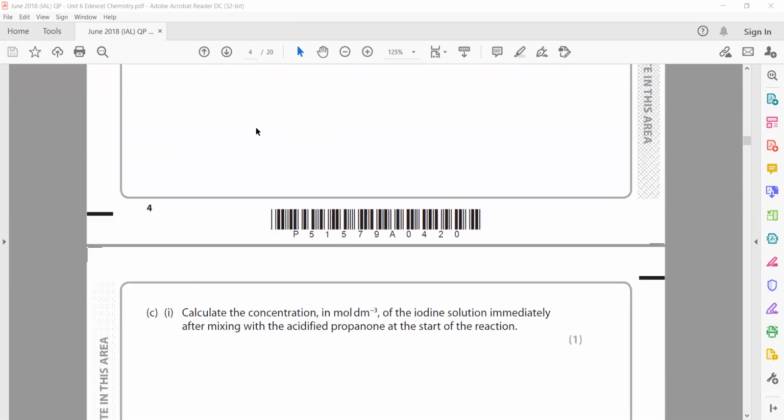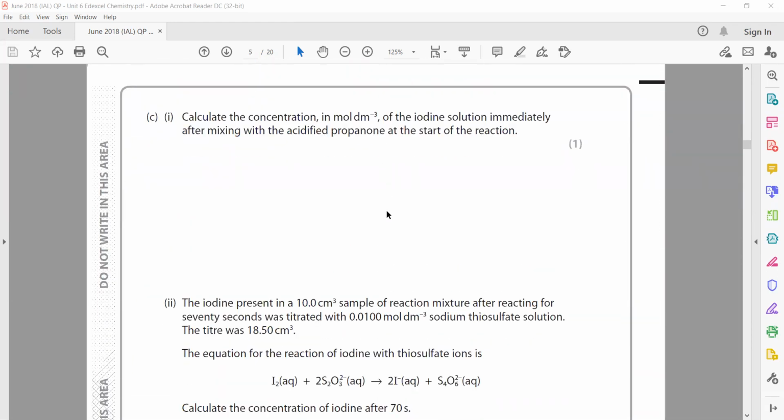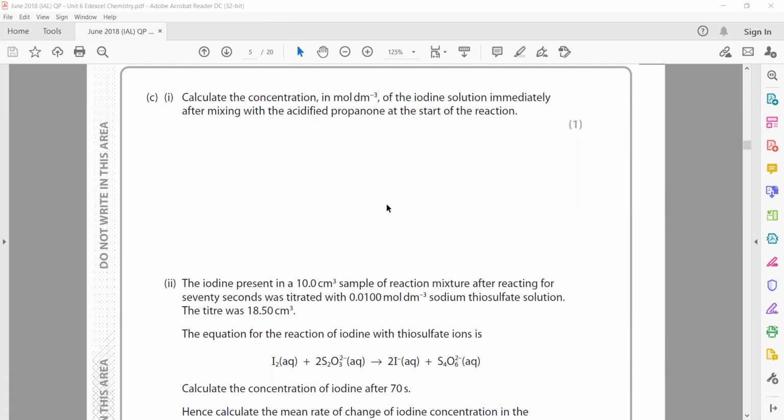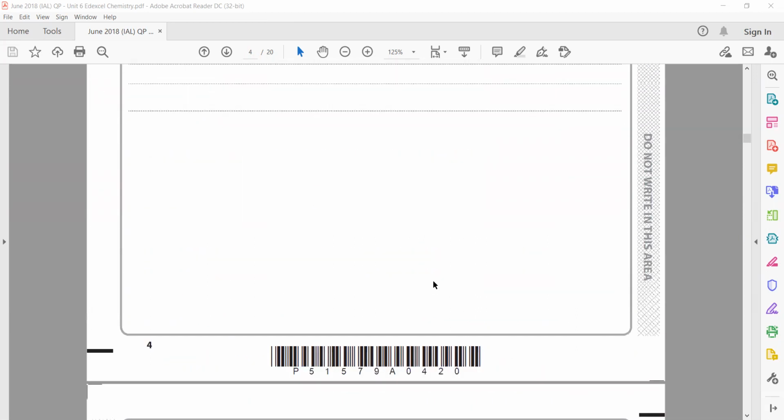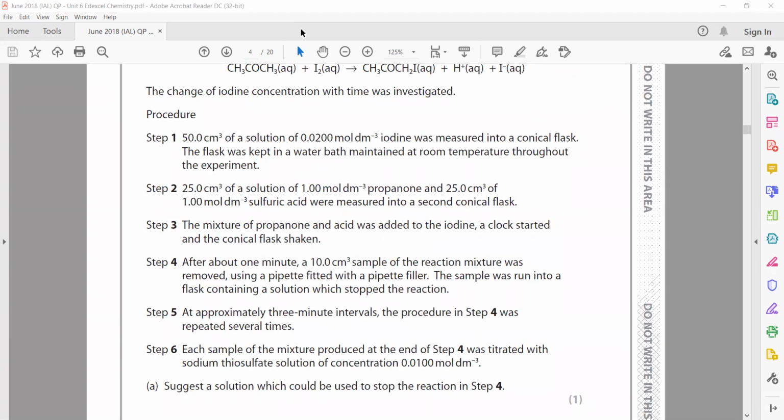Next is question 2C. Calculate the concentration in mole per dm³ of iodine solution immediately after mixing with acidified propanol at the start of the reaction. So this was the original concentration of iodine, but now what happened, we mixed it with 25 cm³ of propanol and 25 cm³ of sulfuric acid.